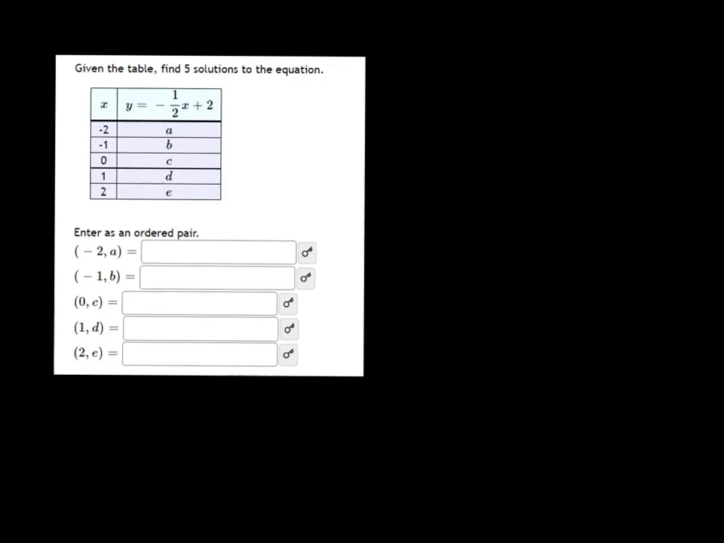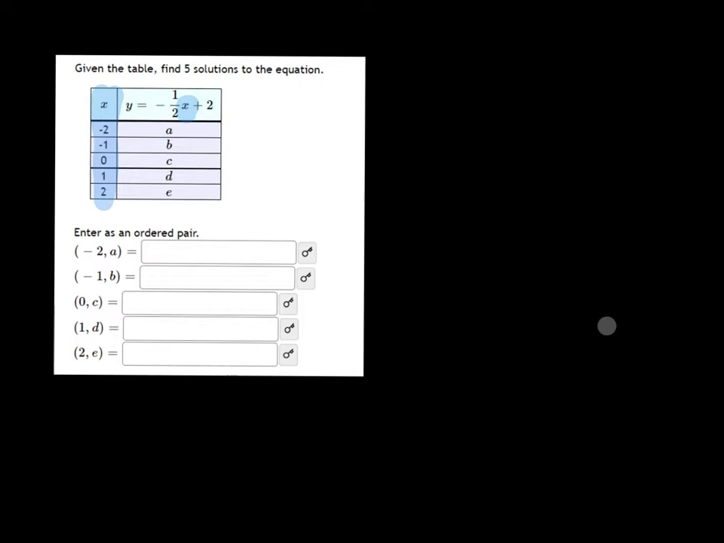So for this question, they ask you to find 5 solutions to the equation. Now remember, everything that you have inside this section right here, that is all of the input. Those are the values that we want to go ahead and put in there for x. So let's go ahead and take a look at the first one.